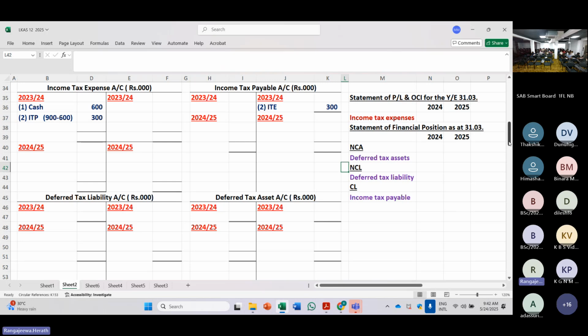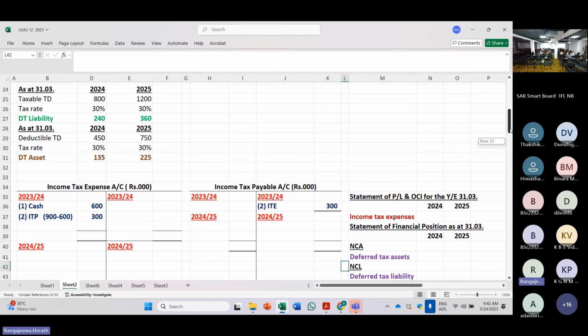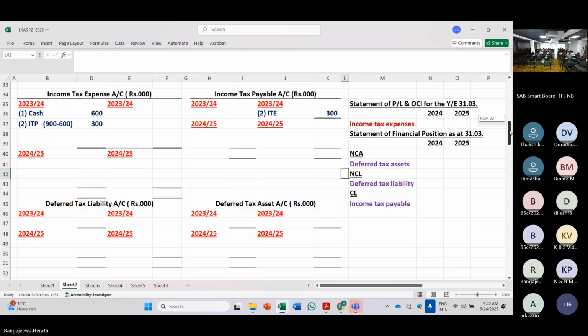Then we calculate the deferred tax liability at the end of the first year, 240, deferred tax asset 135. That is, we were not given the deferred tax liability, but we were given the taxable temporary difference and deductible temporary difference. Multiplied by the tax rate, we have a deferred tax liability 240, deferred tax asset 135. So that deferred tax liability account end of the year carried forward balance.